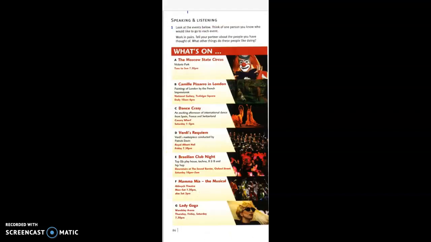And then we want to get the students ready for the listening to come. And here's the preparation stage here. Look at the events below and think of a person you know who would like to go to each event. I think that's quite a nice idea. Or you could keep it personal and they could look at each event and say whether they would like to go to it or not.